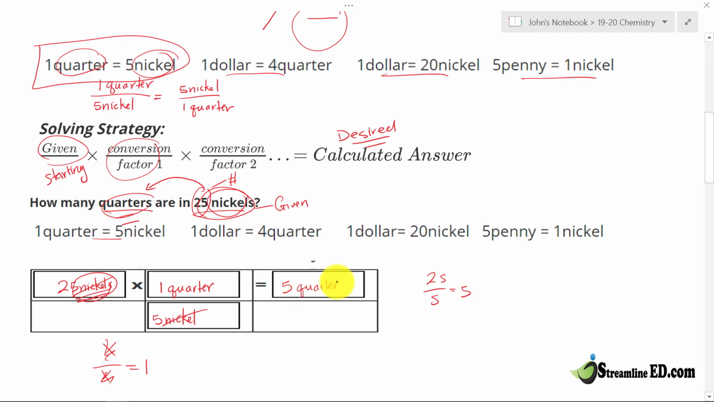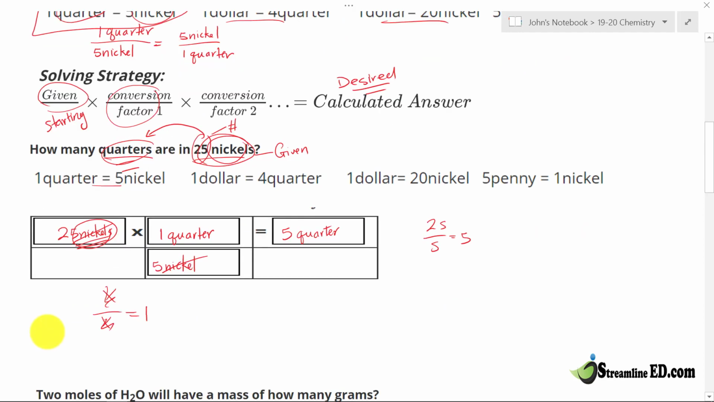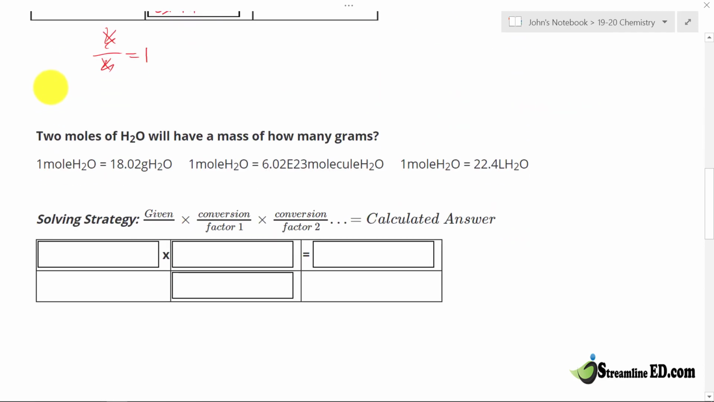And notice how we don't have the nickel anymore because it's simplified and becomes 1. So notice how we converted from nickel to quarter. Isn't that amazing? And this strategy works for any conversion factor. Let's try another one. Now this one we're going to work with a chemistry measurement.